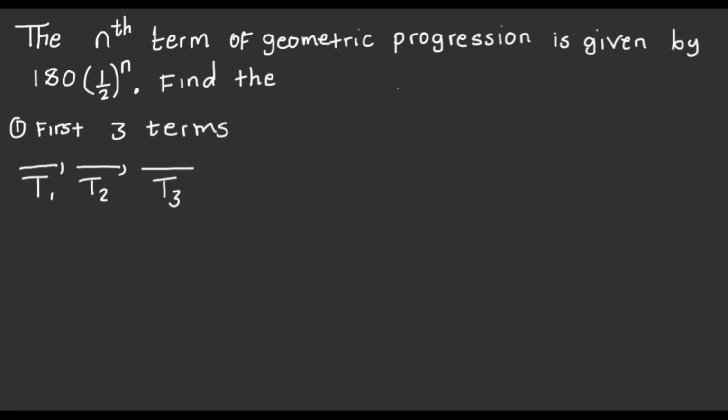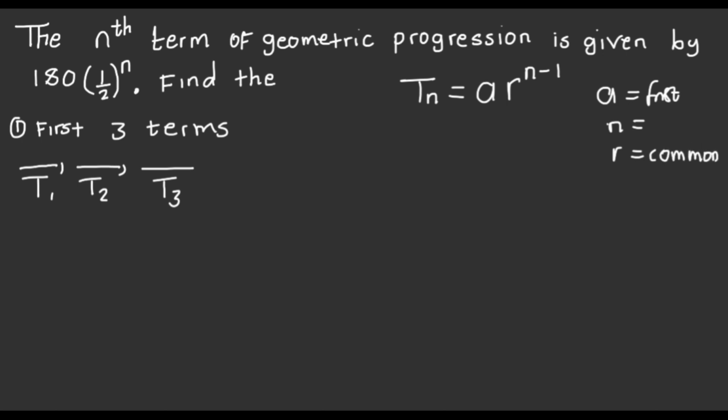Now, the general formula for the GP is given by this. Tn is equal to A multiplied by R raised to the power n minus 1, where A is equal to the first term, n is equal to the number of terms that you're dealing with, and R is the common ratio. The common ratio is the number that can be multiplied by a given term to form the next term.